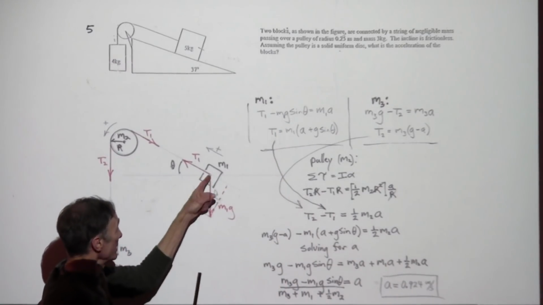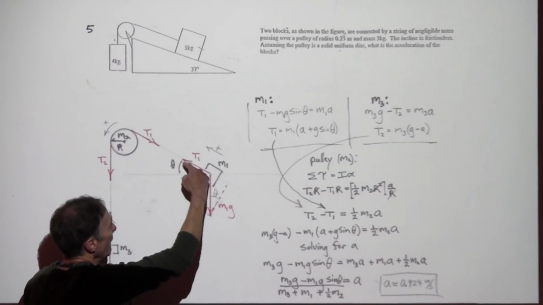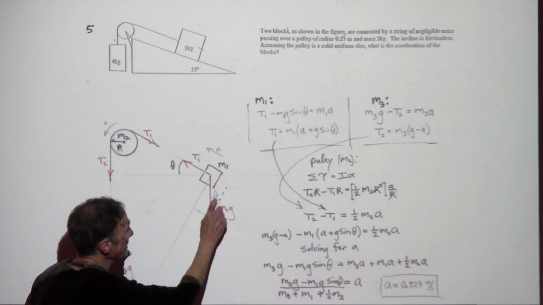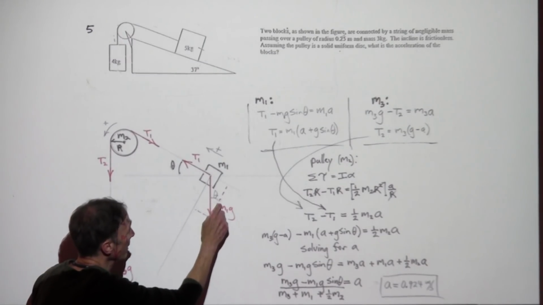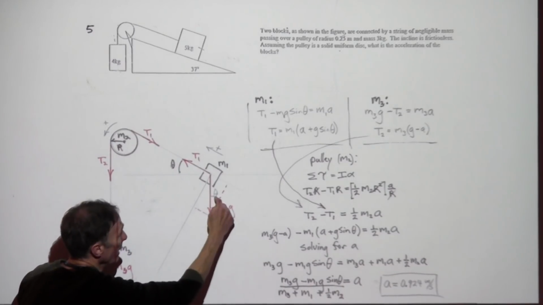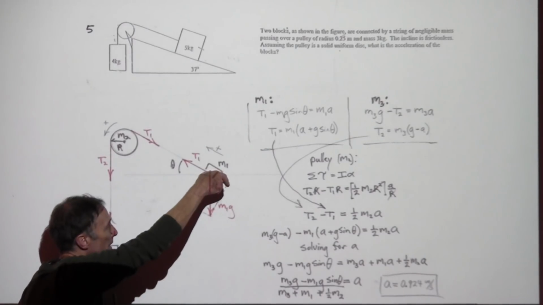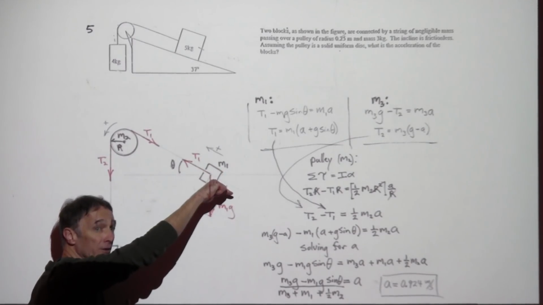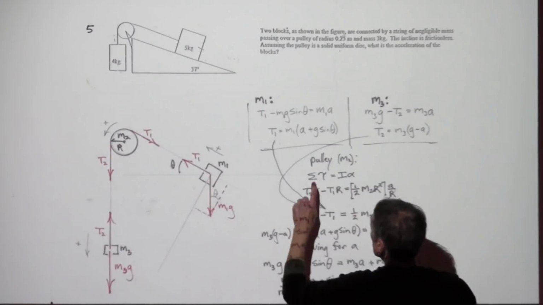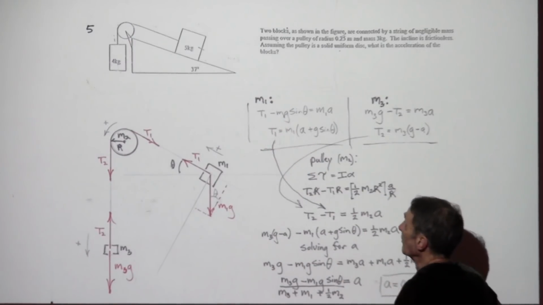Okay, we've got T1 pulling up. We take M1G. If this is at angle theta, that should be the same as this angle. That's going to be theta. Do you see that? If we take M1G times the sine of theta, that would be a component that's in that direction, going down the incline, so that would go in as a minus. So, yeah, the T1 minus M1G sine theta.